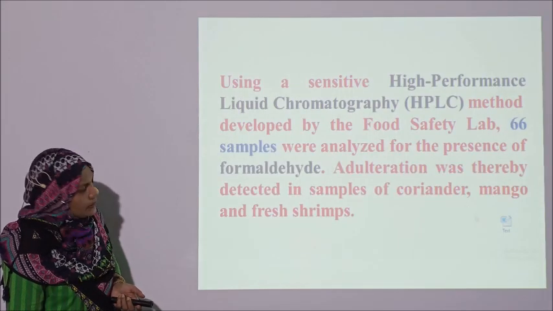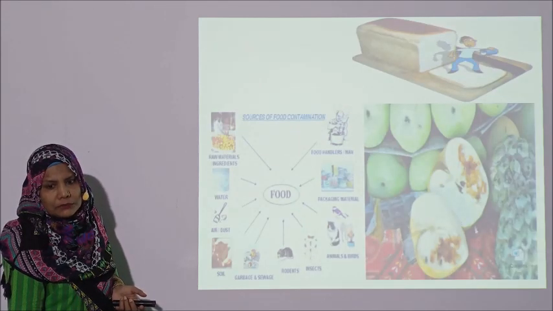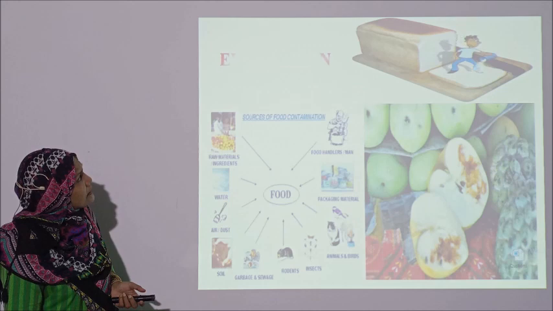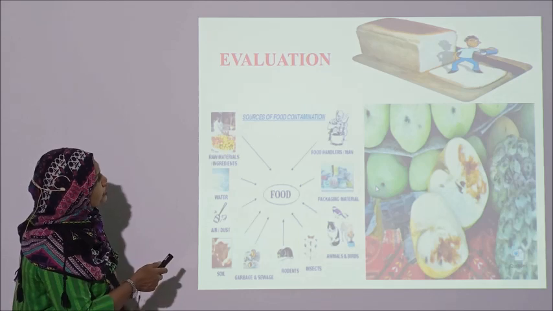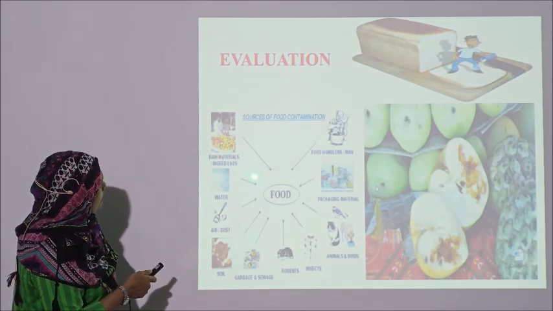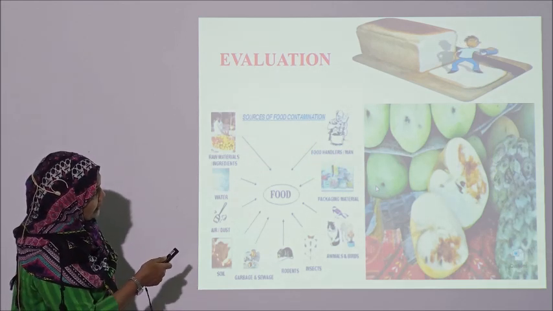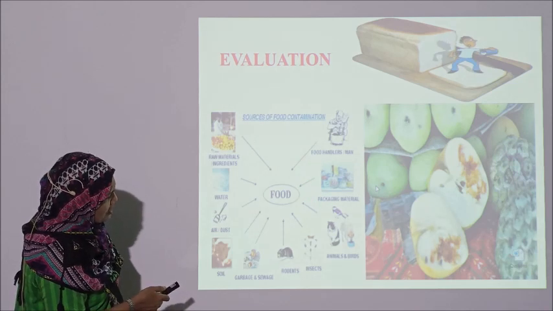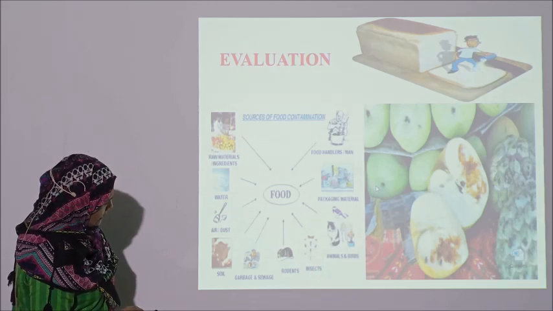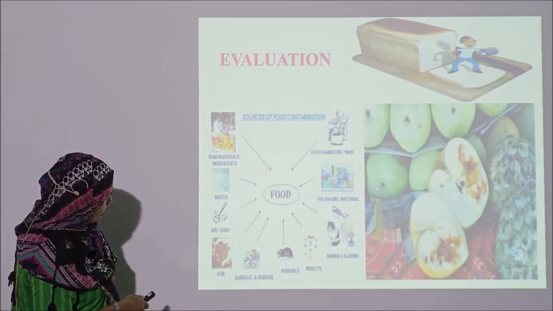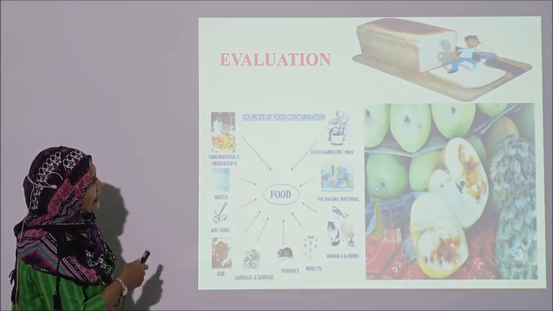Now we have gone through every line of the text. Now come to the evaluation part. We see what this is. This is all sources of food contamination. Look, raw materials, food handlers, what he is using, packaging materials, rodents, insects, garbage, soil, yard or dust, water. So food is contaminated from every angle of life.